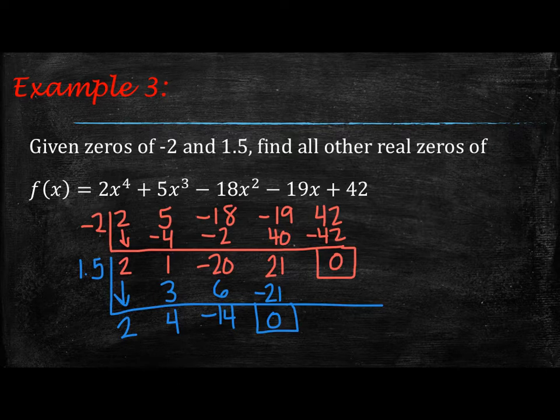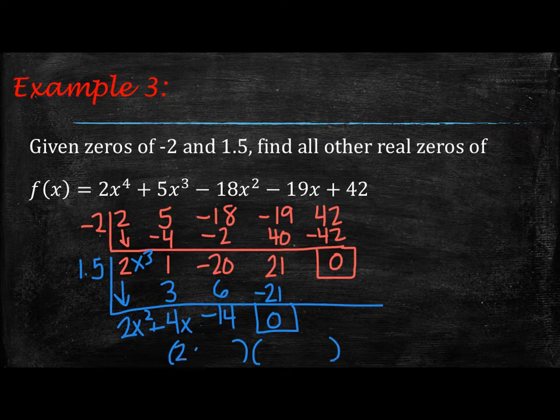Now what this does is this breaks down our polynomial. So now what we have, this would have been x to the third, and so this would be x squared plus 4x minus 14. At this point, you want to go ahead and try to factor that because that's going to give us our other zeros. So let's go ahead and write down our parentheses.